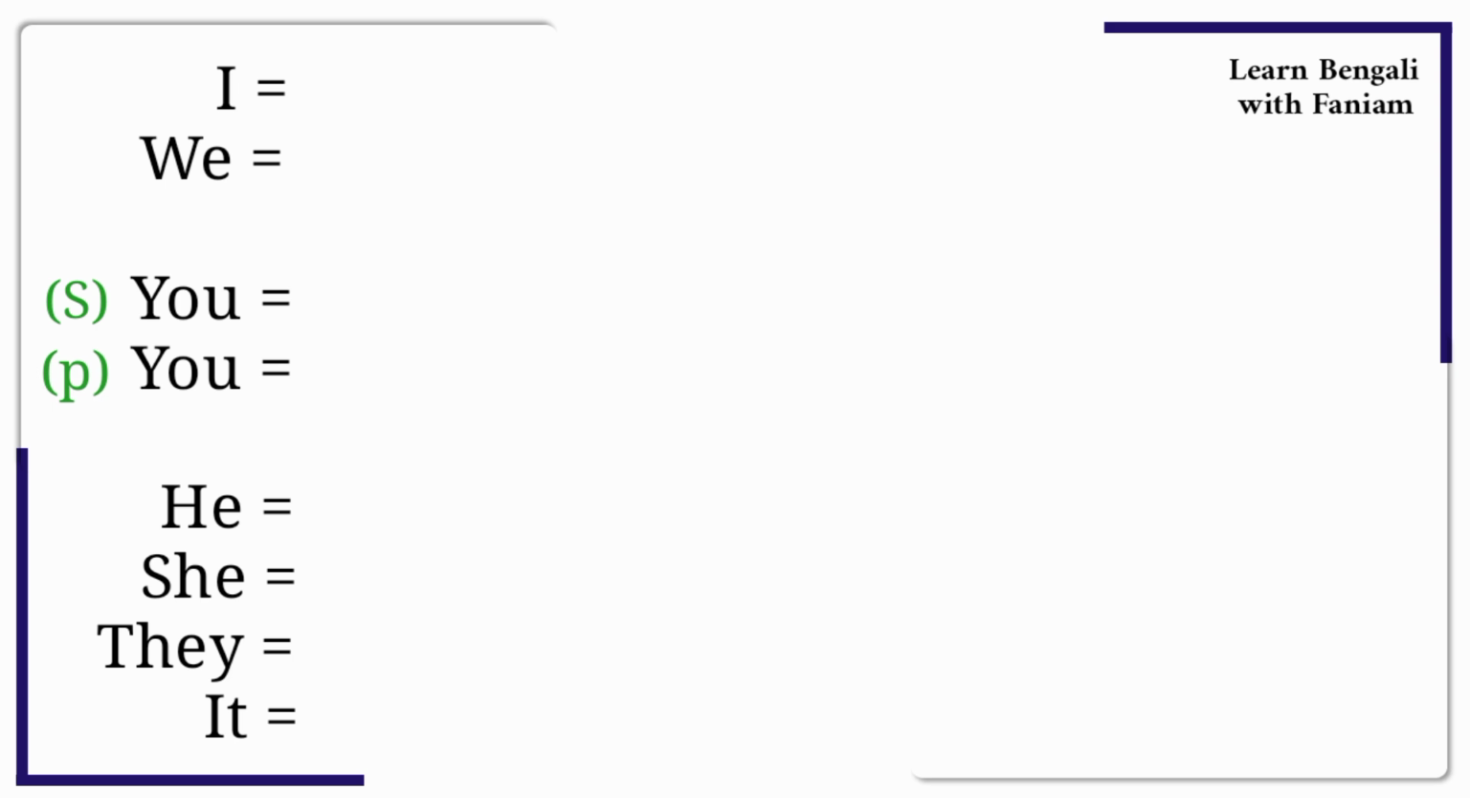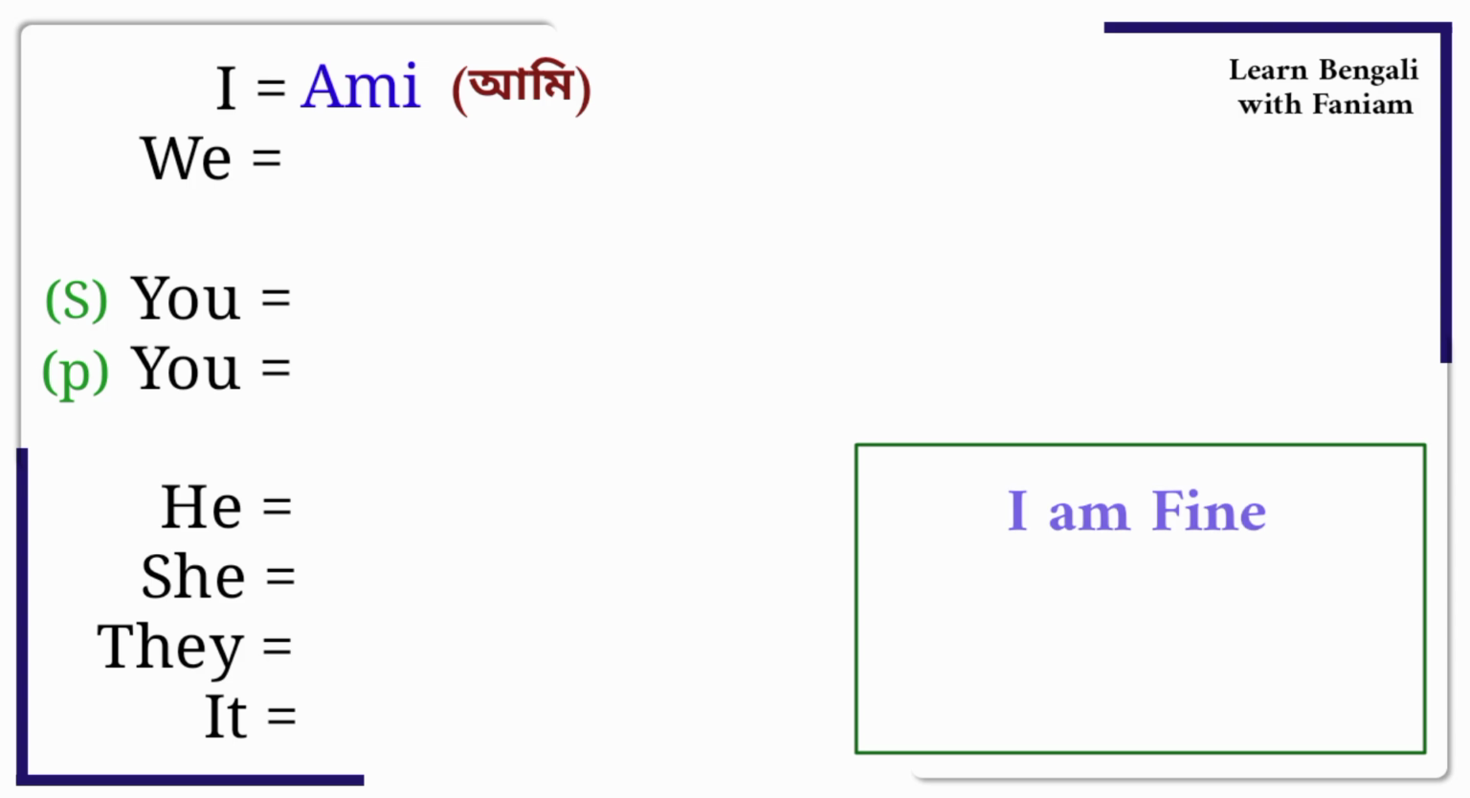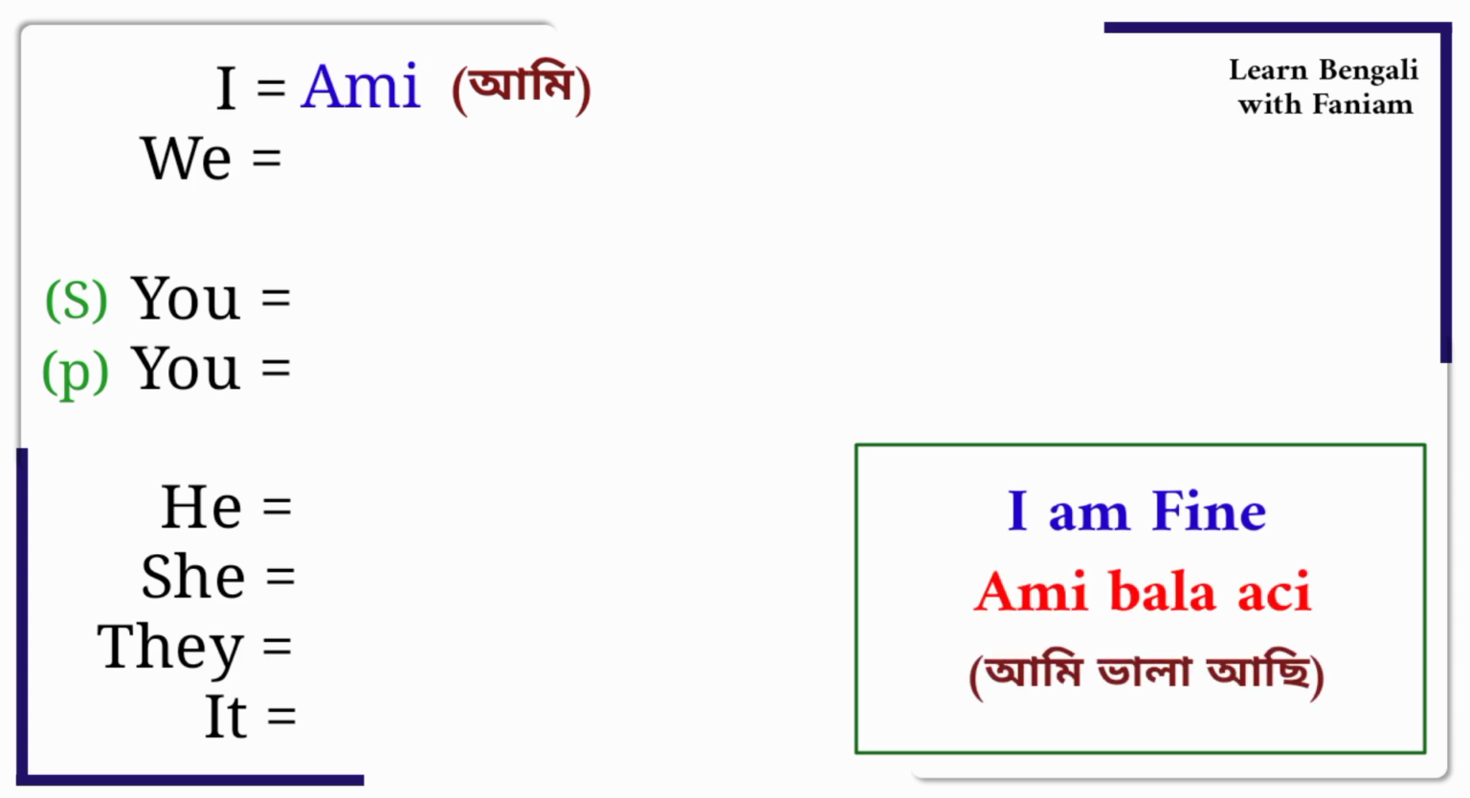And this is I. For I, Sylheti people use the pronoun ami. I'm also going to write it in Bengali alphabets. If you know how to read, or in future you plan to learn it, it will help you more. Now let's look at an example to see how it is used in a sentence. I am fine. Ami bala asi. Here I is for ami, fine is for bala, and asi is for am.